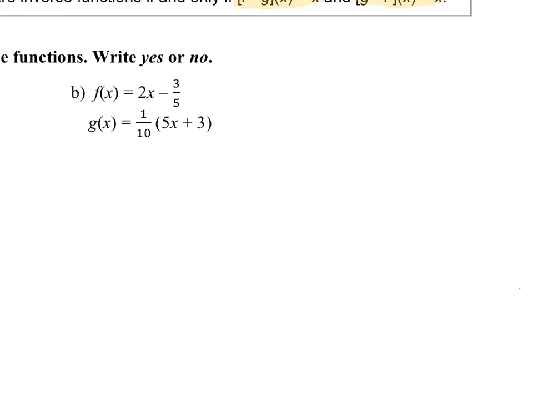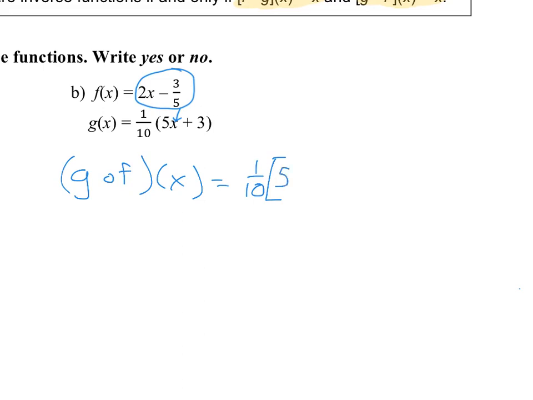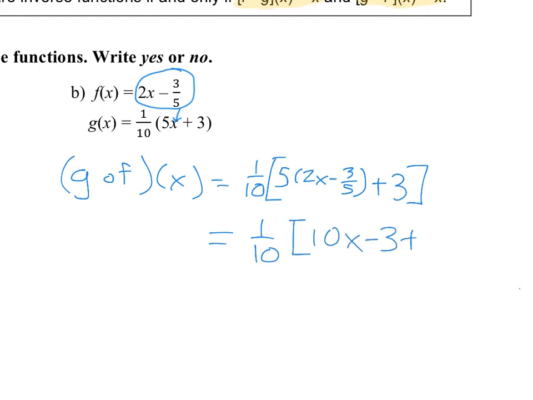Okay, let's switch it up. Let's try G compose F. So for G compose F, we take F and plug it in right there. So we have 1 over 10. And I'm going to change these to brackets since I need parentheses again. Okay, 1 over 10 times [5 times (2x minus 3)/5 plus 3], close brackets. Okay, this equals distributing the 5, 10x minus 3 plus 3.